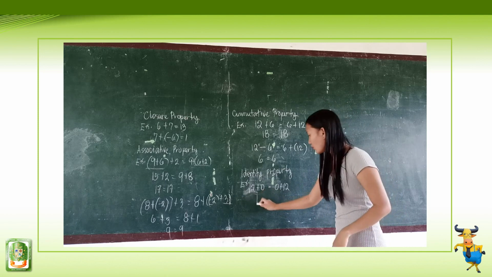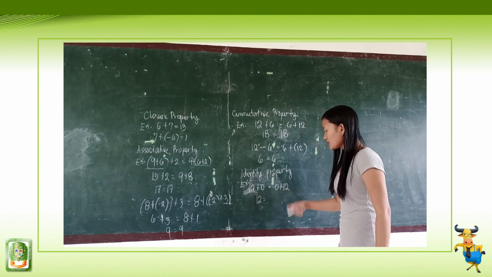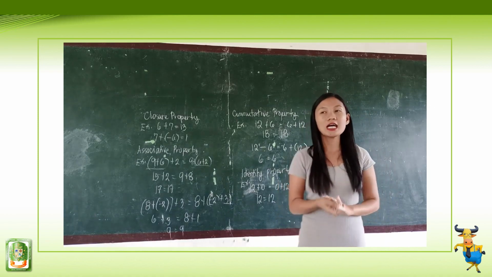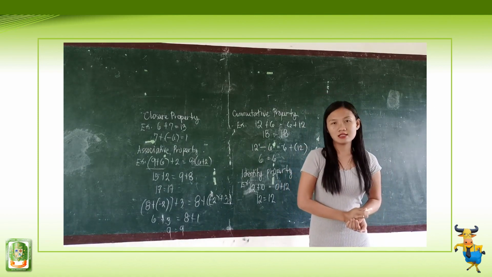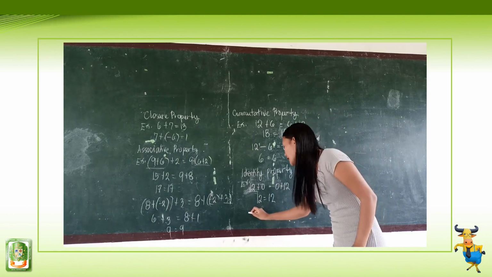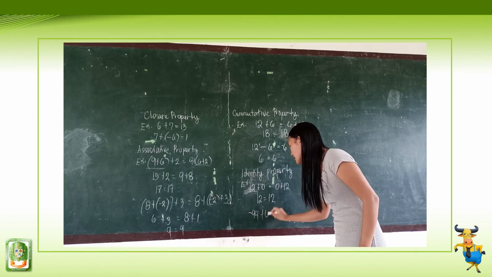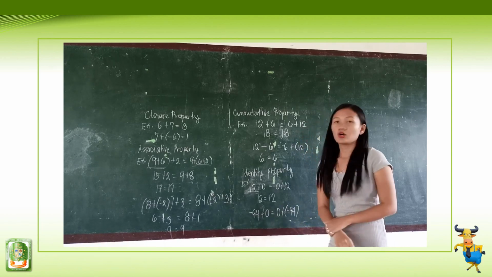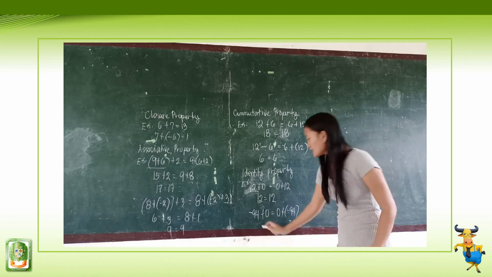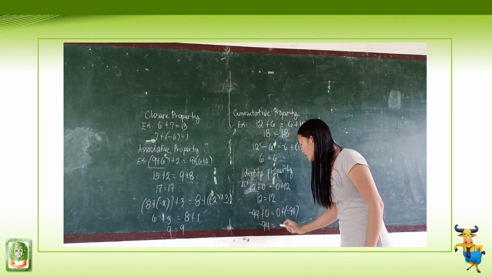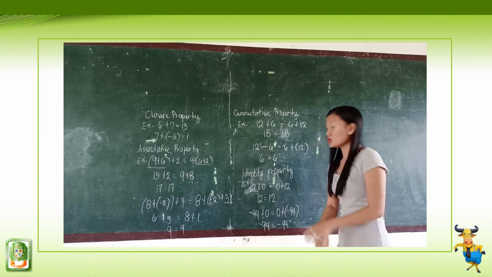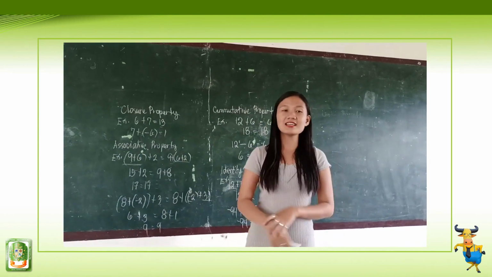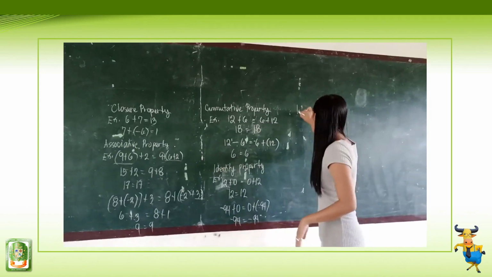So 12 plus 0 is 12. Then 0 plus 12 is 12. So sa identity property, laging tatandaan ang i-add natin is 0. Next example, negative 94 plus 0 is equal to 0 plus negative 94. So, negative 94 plus 0 is negative 94 equals negative 94. So, those are the examples of identity property. Next is inverse property.